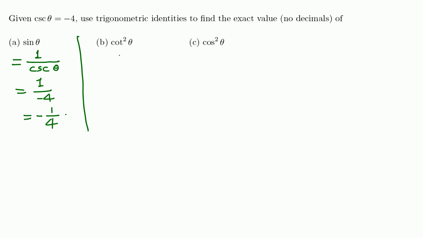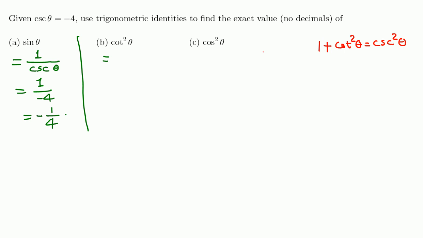Okay. Next, cotangent square theta. Now we know the value of sine theta and we know the value of cosecant theta. We need to find the value of cotangent square theta. Do we have any relationship between cotangent and cosecant? Let's look at the Pythagorean identities. We know that 1 plus cotangent square is cosecant square.